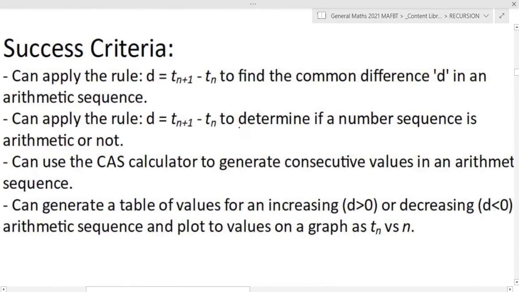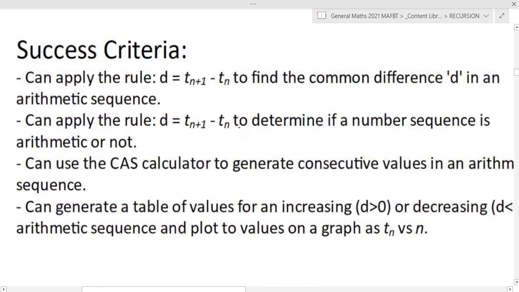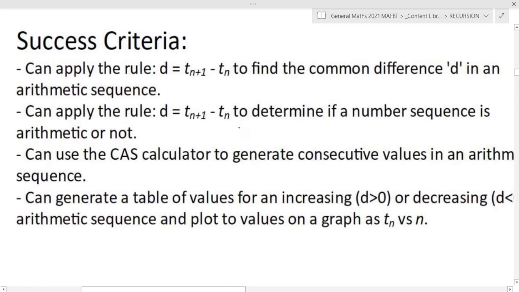Alright, so now these are two rules that we're going to be using and referring to whenever we are using arithmetic sequences. So I would suggest that at some point in time, you can probably put this rule in to use. We're going to try and apply this rule to find D. D refers to the common difference. And also obviously use it to figure out whether a sequence is arithmetic or not. So this rule here, common difference D, is a rule that you use to find the common difference. We'll get into that a bit later.